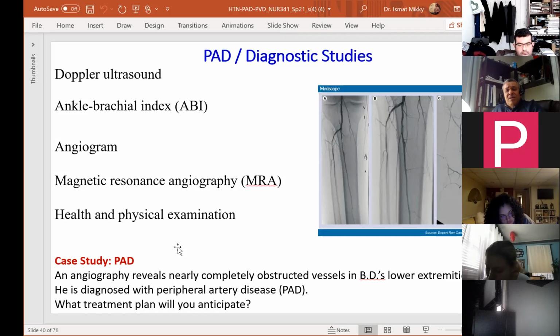And it's usually done using the handheld Doppler. And you will divide two numbers, the blood pressure from the ankle over the brachial blood pressure. So ABI, ankle blood pressure over brachial blood pressure, that's the index, ankle brachial index. Now, any number below or less than 0.9 is diagnostic for PAD.